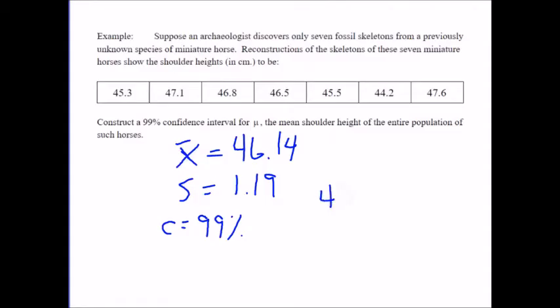So 44.48 centimeters to 47.81 centimeters. And what this tells us is that we can be 99% sure that the true population mean is between those two values. So that's on the calculator.